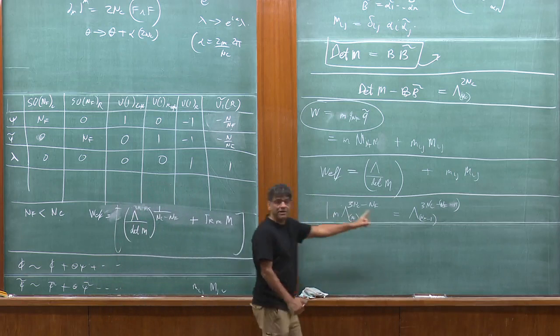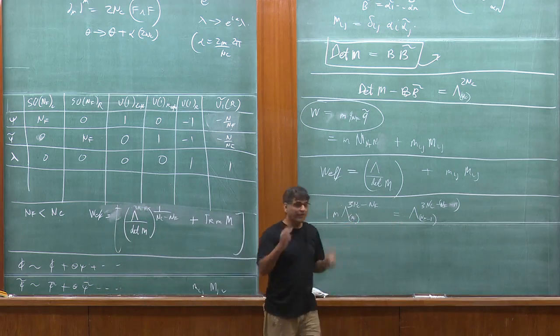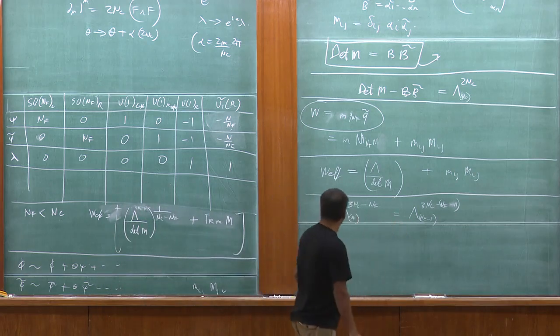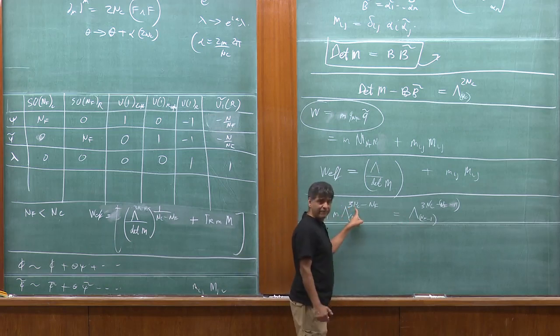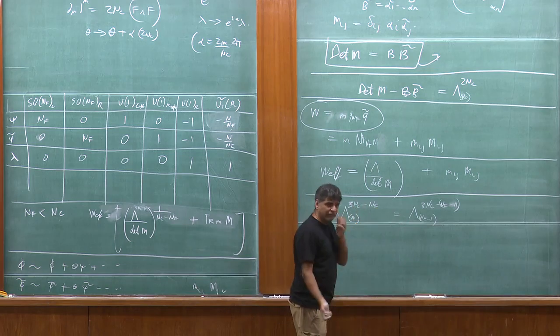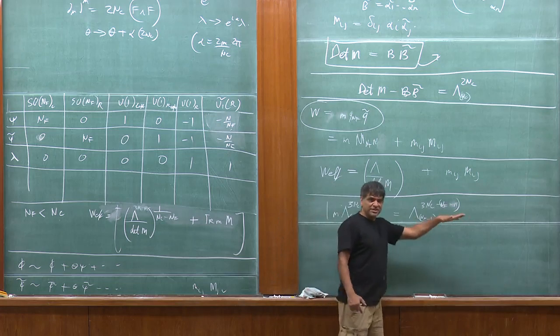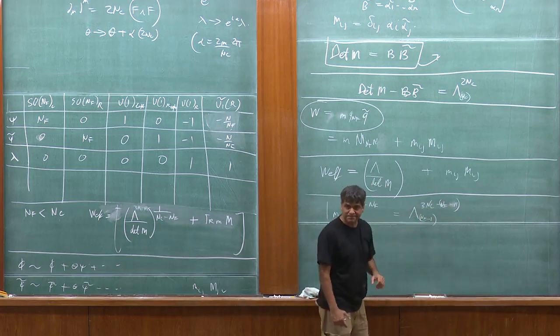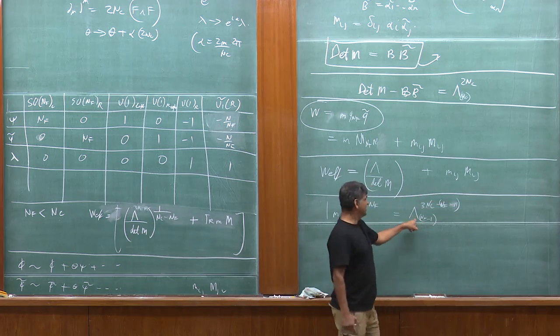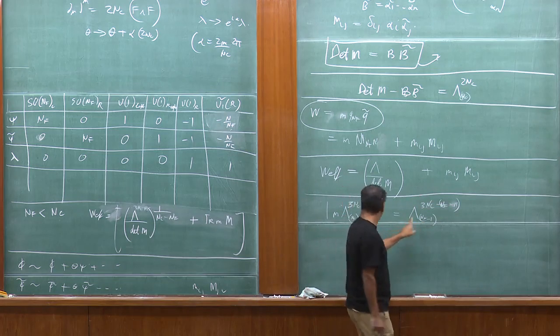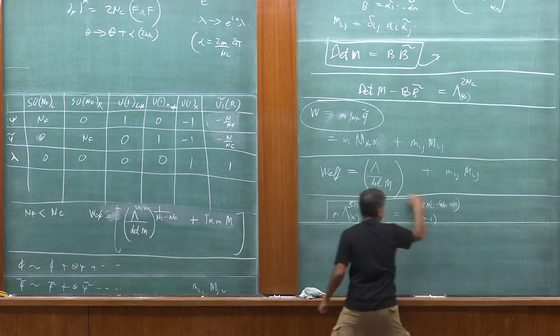No, I'm saying in general. The question I'm asking is this. Suppose I take NC colors and NF flavors, and I add a mass for one of the quarks. We effectively go to a low energy theory with only NF minus 1 flavors. So this is lambda NF minus 1 for that effective low energy theory. And was this the relationship we derived last time?